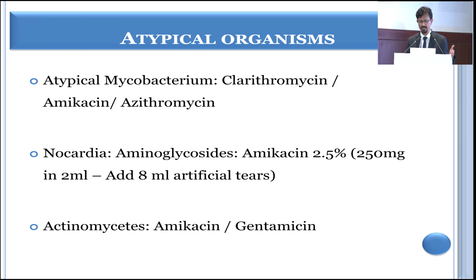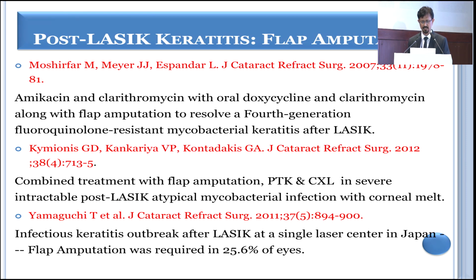Like atypical mycobacterium, you can give azithromycin, clarithromycin, amikacin. If you have any doubt, then amikacin is one drug which is very useful. It not only helps in atypical mycobacterium, it helps in nocardia, actinomyces, pseudomonas. So one thing you should remember, if it's not a very clear-cut staphylococcus ulcer and you have doubt, instead of using tobramycin, use amikacin. That will take care. Particularly if you have history of LASIK, etc., then it is very useful.